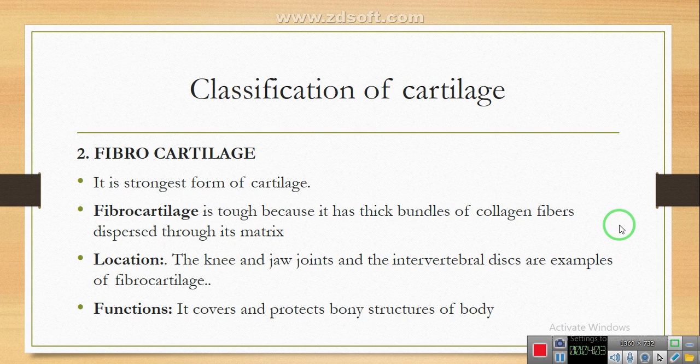The second type of cartilage is the fibrocartilage, which is the strongest form of cartilage. And fibrocartilage is tough in nature, or it has a thick bundle of collagen fibers which are dispersed through the matrix, and its location is within the knees and jaw joints, and also present in the intervertebral disc, and it covers and protects the bony structures of the body.